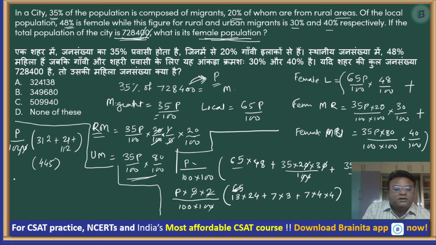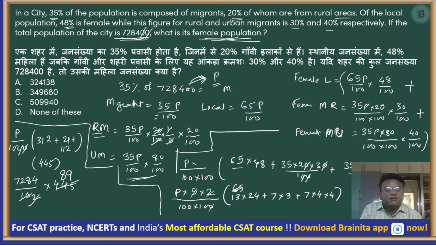I will write 7284 divided by 10 into, that's it. So this is 5, this is 89, and this is 3642 into 89. If you do this multiplication, you will get 324138, and that's your answer. I hope you understood this. Sorry, this looks a little clumsy on the board.